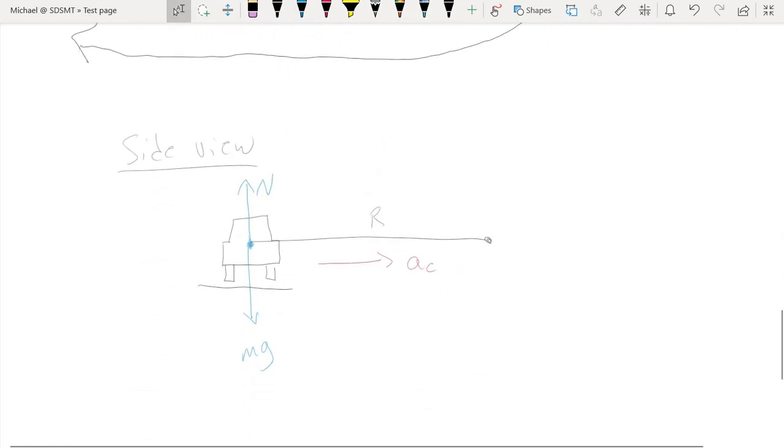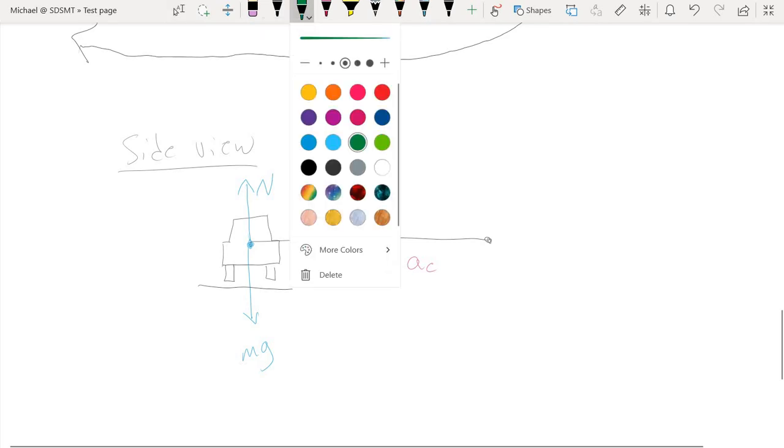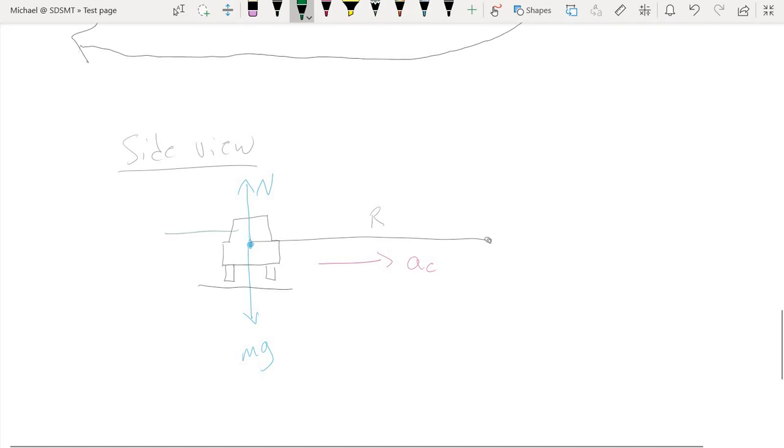So back to the side view. The tendency is for our car to want to slide outward. And we need something to counteract that. Well, if the tendency of our car is to slide outward, if that is the intended direction that our car wants to travel, then that means that we need a counterforce in the form of friction to keep us from sliding out.